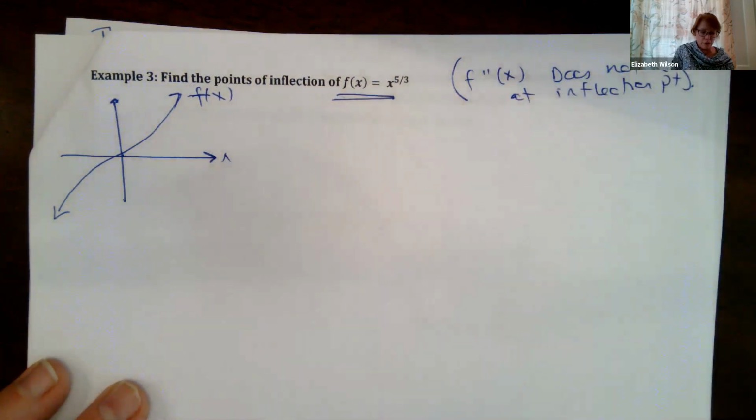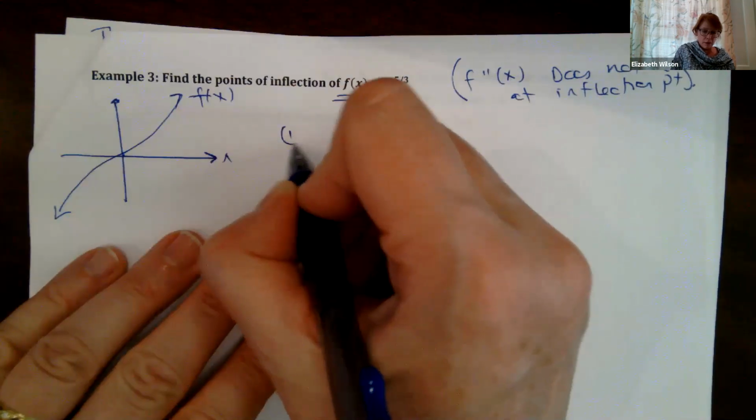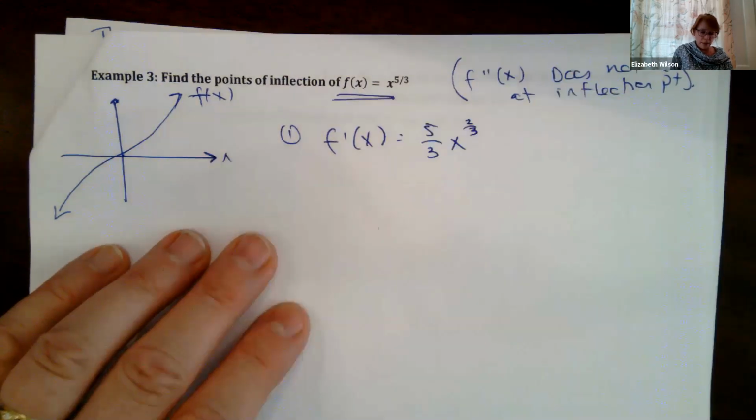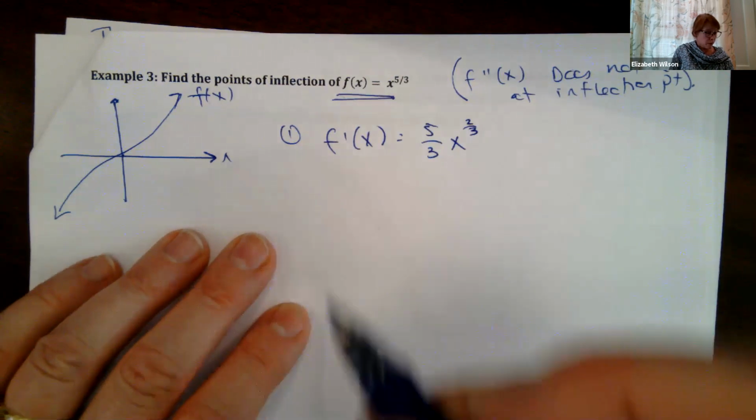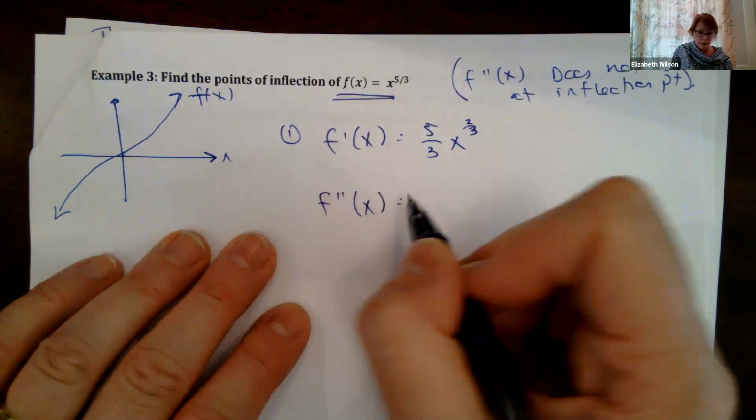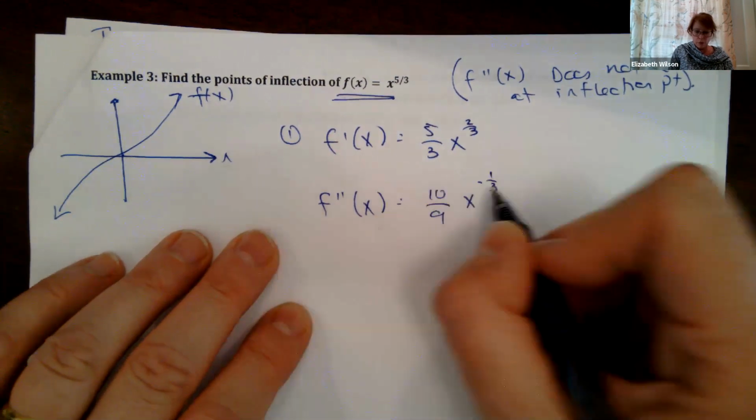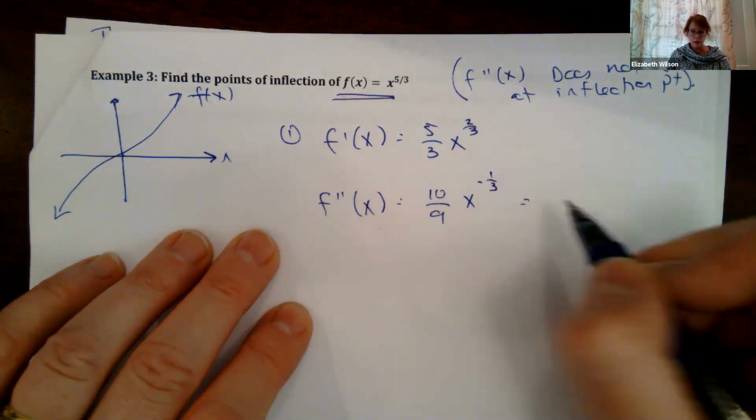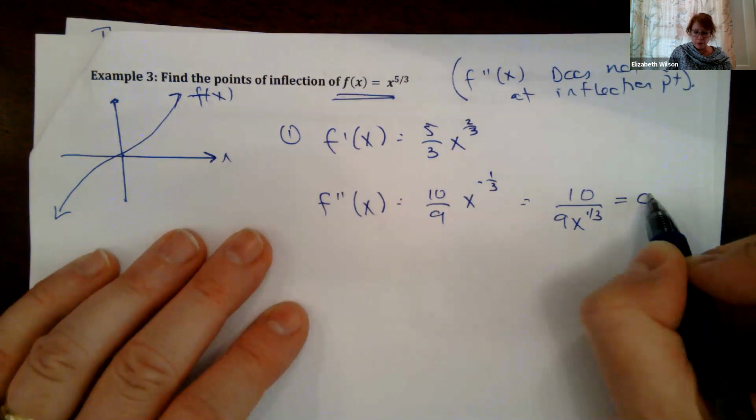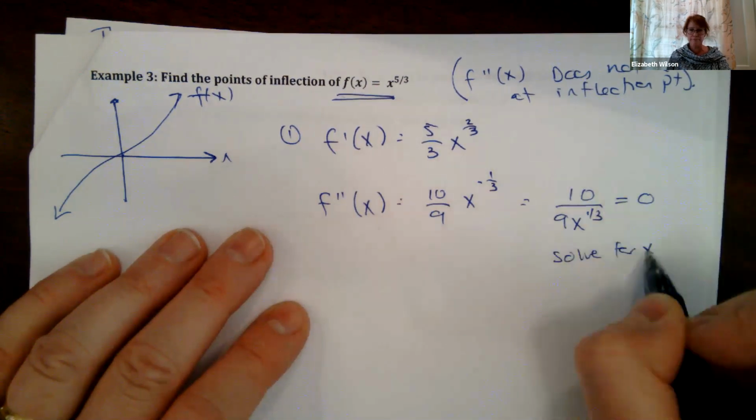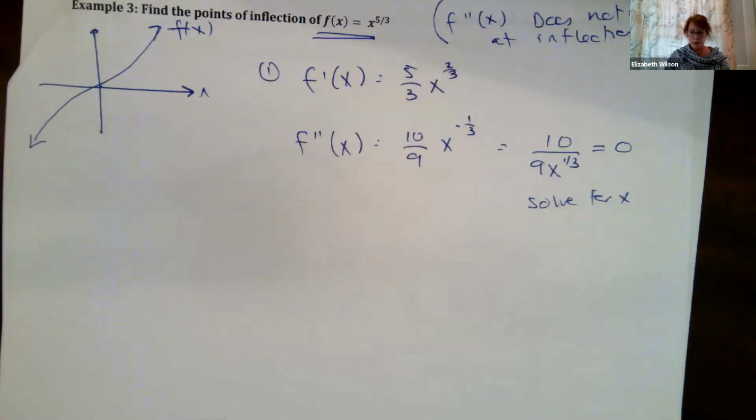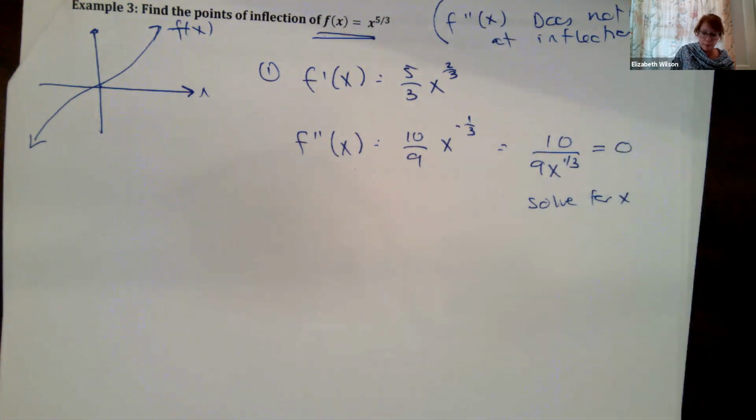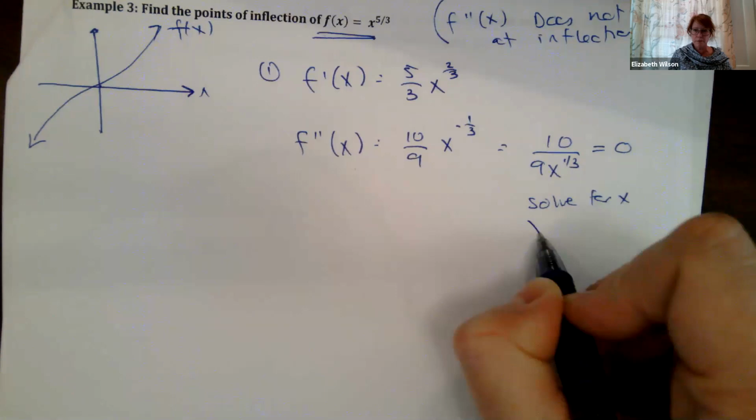So let's take our first derivative. My first derivative is going to be 5/3 x to the 2/3. Now I take my second derivative and I get 10/9 x to the minus 1/3, which when I write it out as a fraction looks like 10 all over 9 x to the 1/3. Now I need to set this equal to 0 and solve for x. I'm in a problem here because I go to solve for it and I get 10 equals 0. So I have a problem. x can't be equal to 0 because I'll get a divide by 0 error.